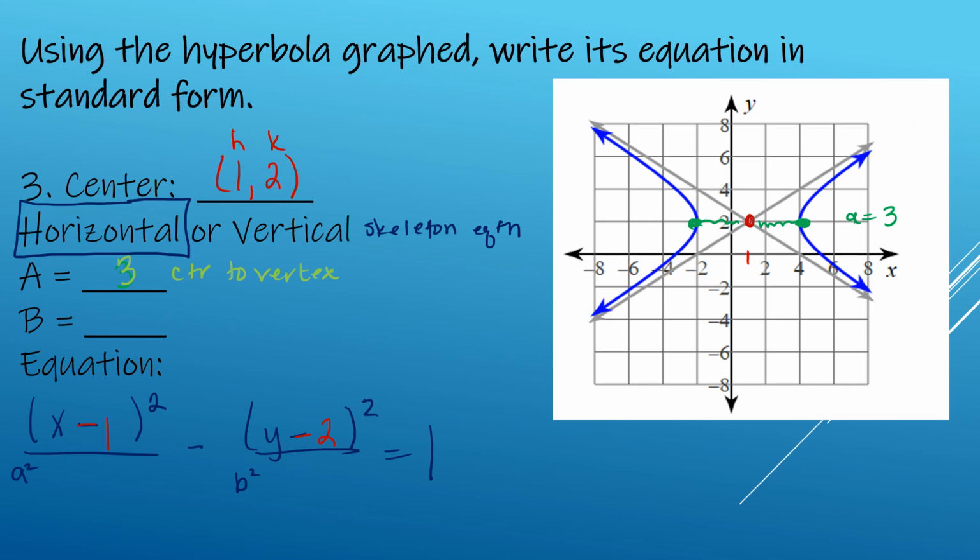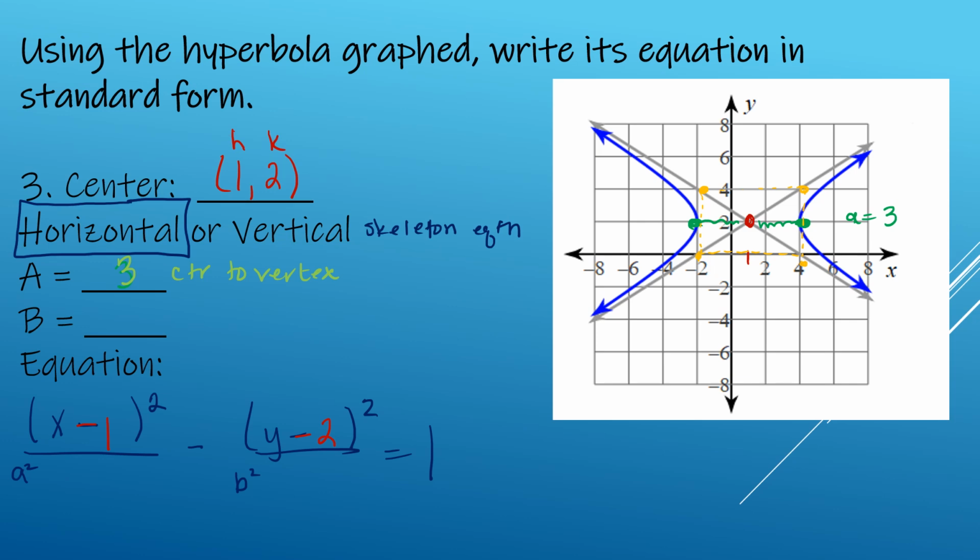What you can do now is find the points that would create your box, so that you can determine what your b value is going to be and where your asymptotes are. So find those corners, and then sketch your little box around those corners, and we can count our distance up and down to determine our b value.